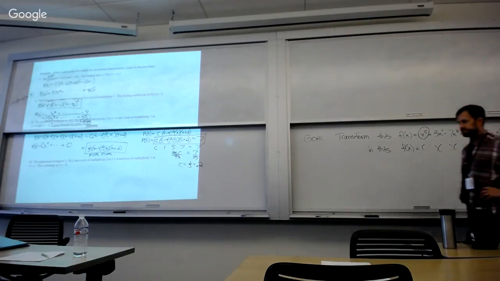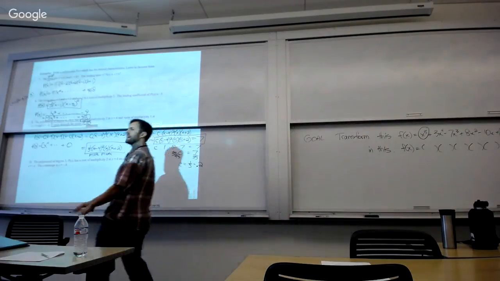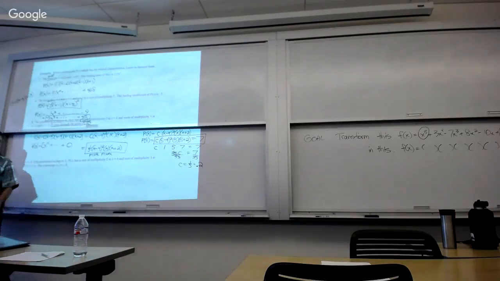Okay. I'm going to set number 10 up with you. Let's set up number 10. And then we'll move on. We've got a polynomial of degree 3. So what do we know so far?